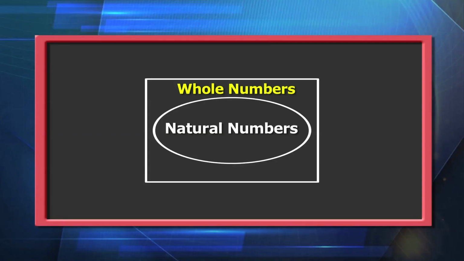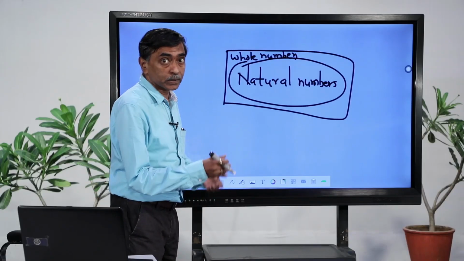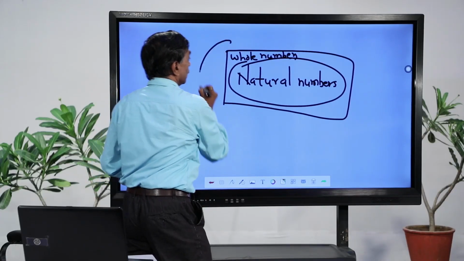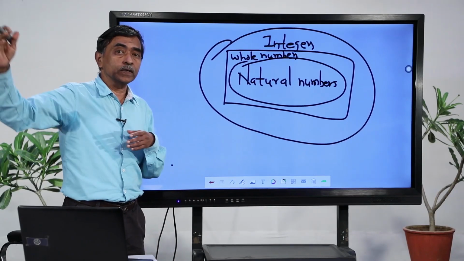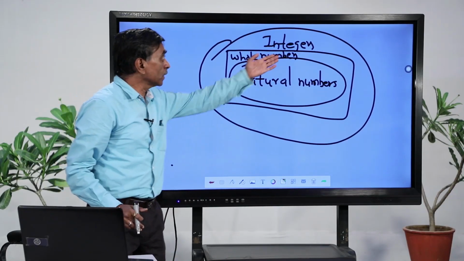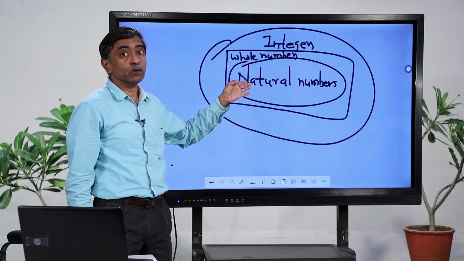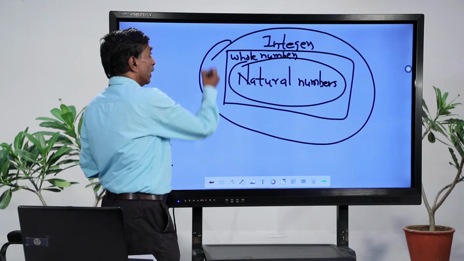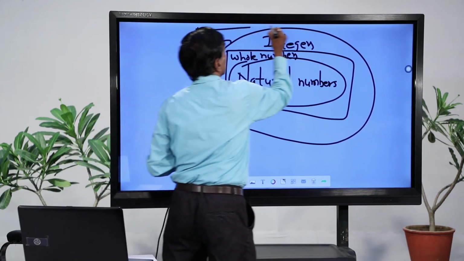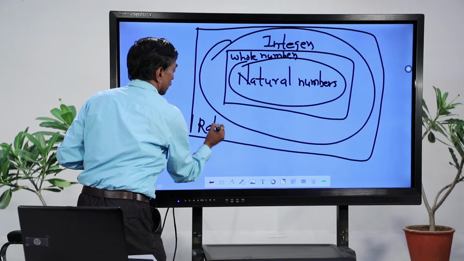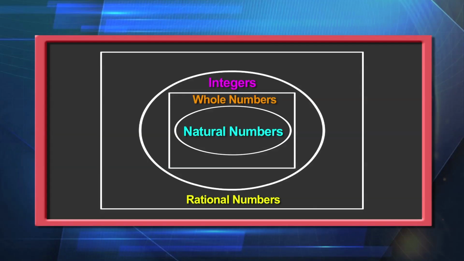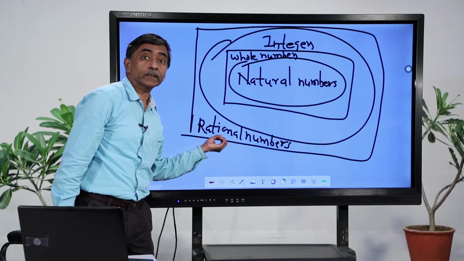And again, to these whole numbers we add some more numbers that we call negative numbers and form another collection of numbers that we call integers. So you have minus 3, minus 2, minus 1, 0, 1, 2, 3 and so on. It contains whole numbers and natural numbers also. And now, at the end, we have come to the numbers that we call rational numbers. All these collections of numbers are contained in the collection of rational numbers.